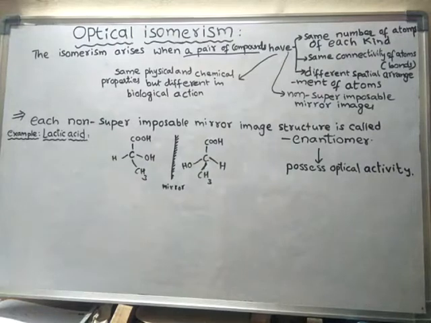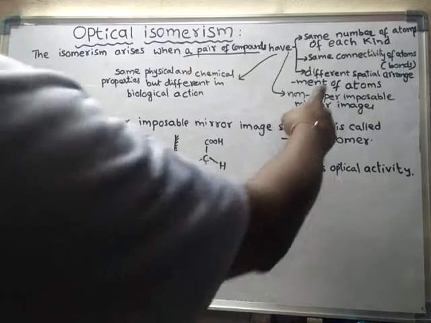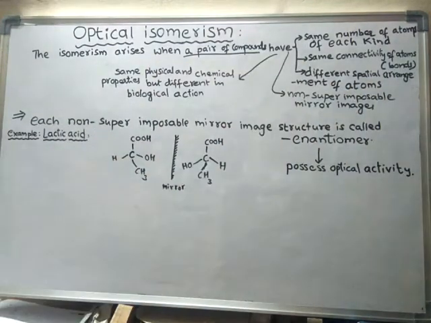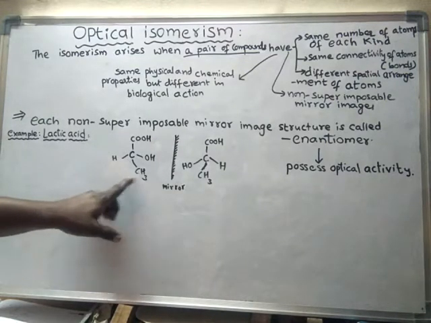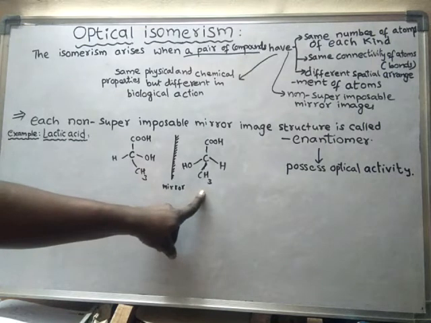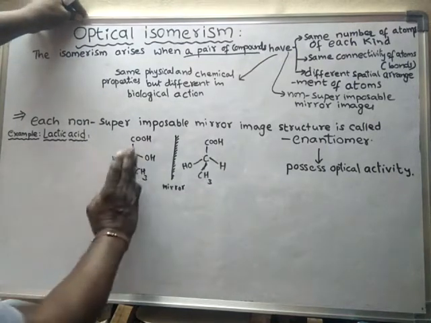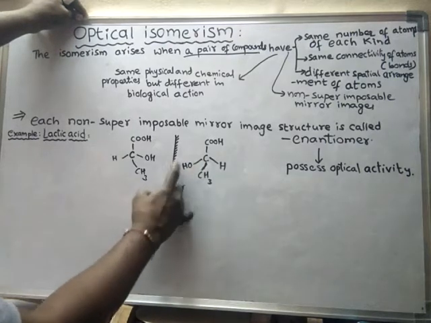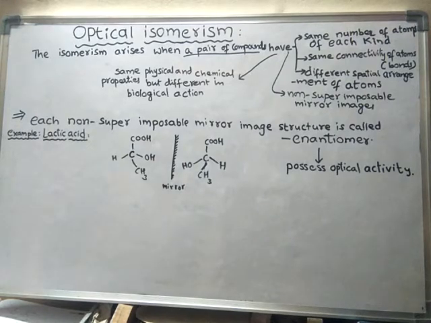So like this, same connectivity of atoms and different spatial arrangement of atoms. See, when compared to this compound, in this compound the spatial arrangement of atoms is different. For example, take this OH group. It is attached towards the right side, whereas in this compound the same OH group is attached to the left side of the carbon. So like this.